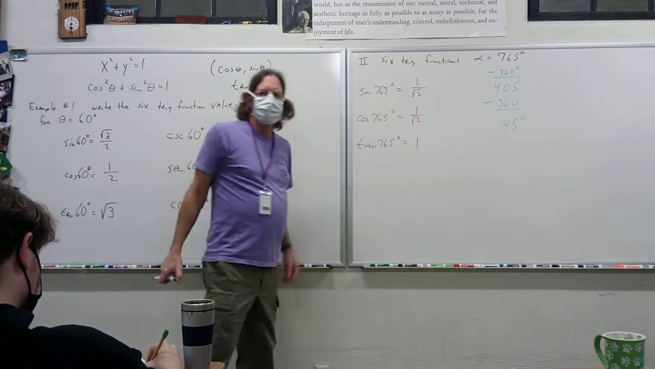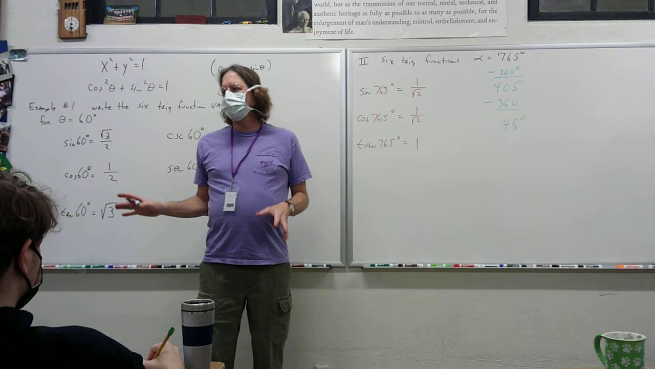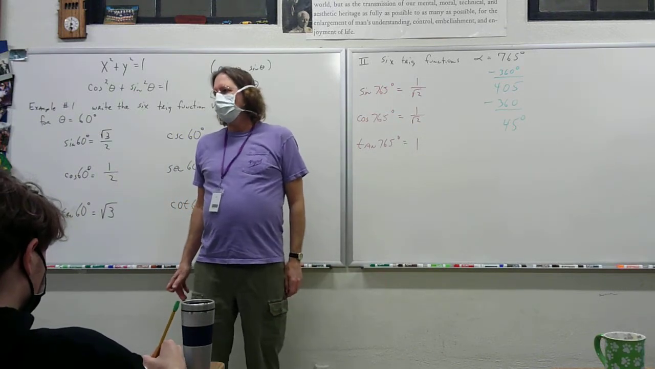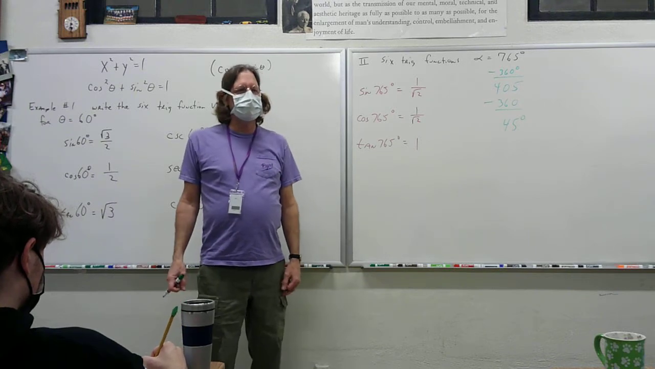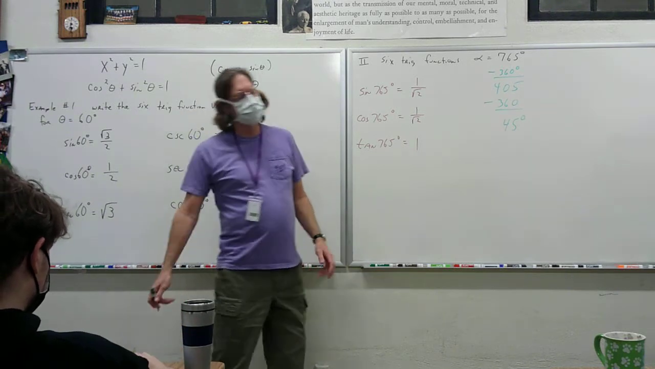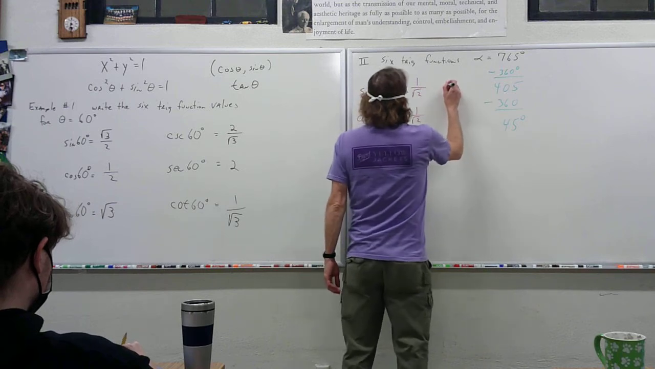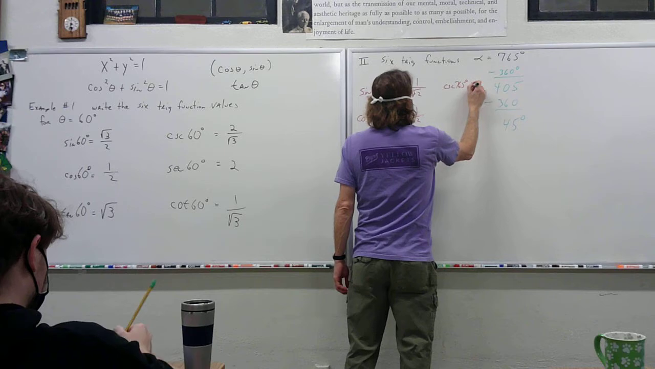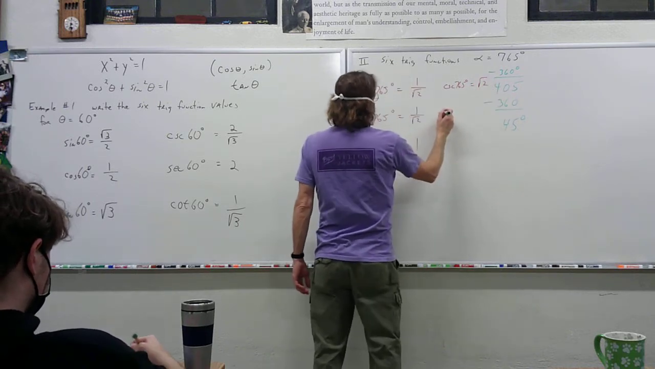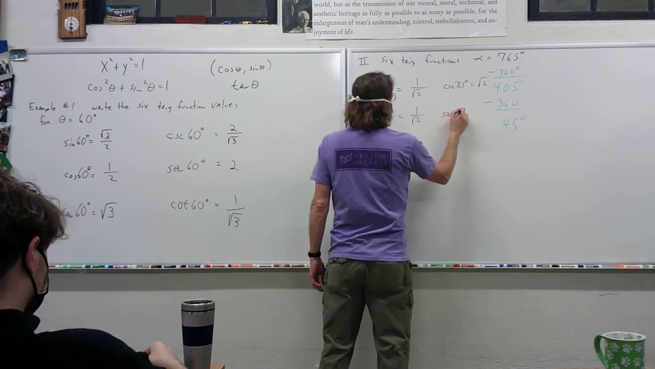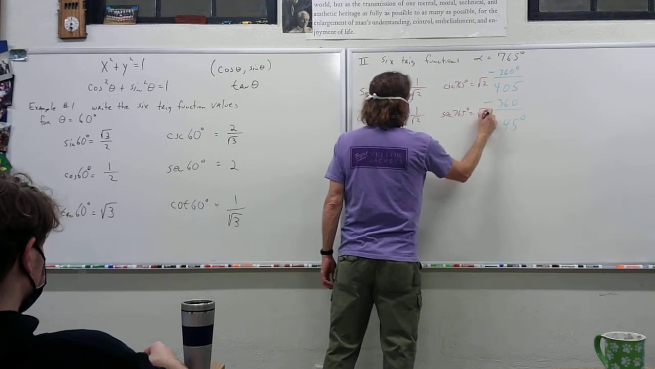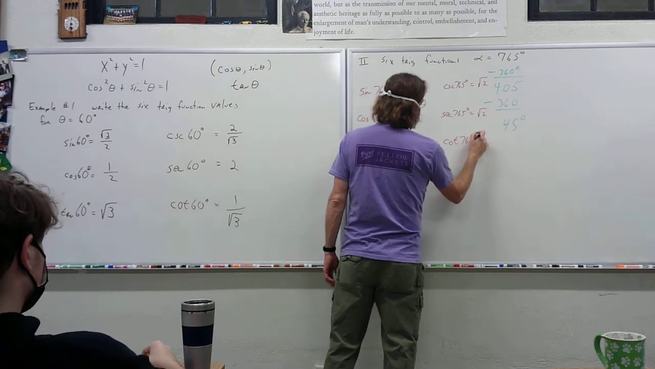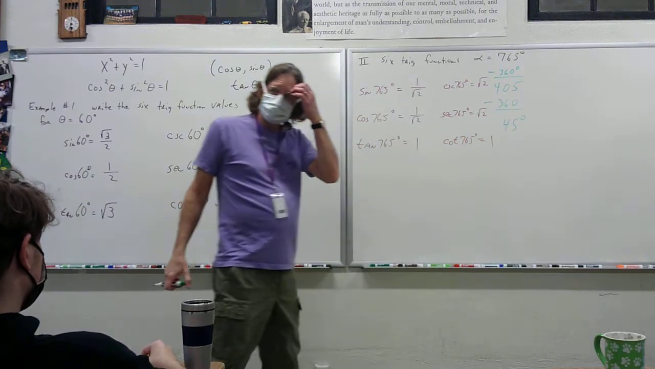Now, if you are rationalizing, please don't rationalize these until after you take the reciprocal. If you rationalize on the first steps, you're messing yourself up. Never rationalize till the very end. Then only if you have to. Cosecant 765 degrees equals just square root of 2. Secant 765 degrees equals square root of 2. And it turns out that the cotangent of 765 degrees is still equal to 1.